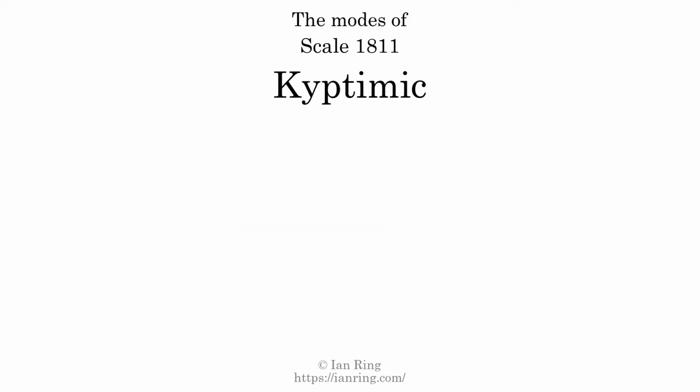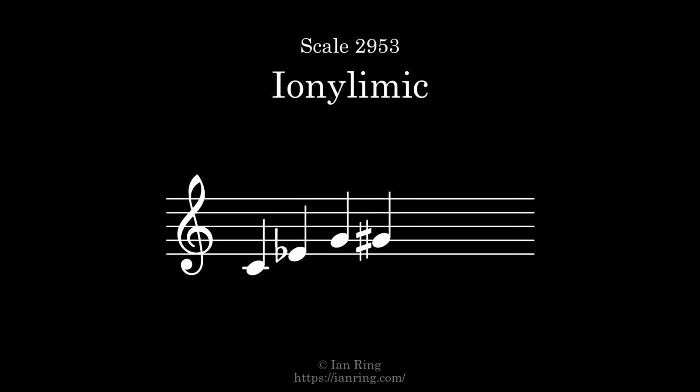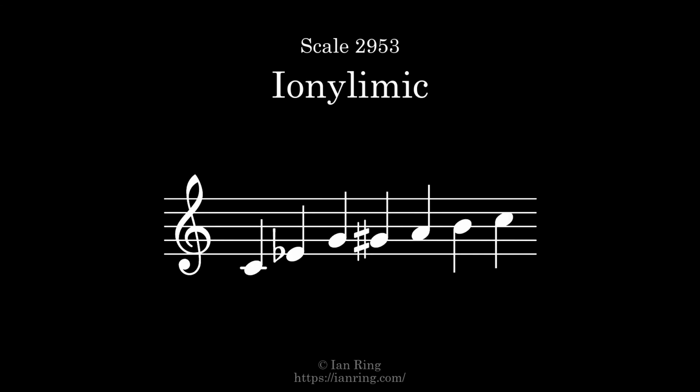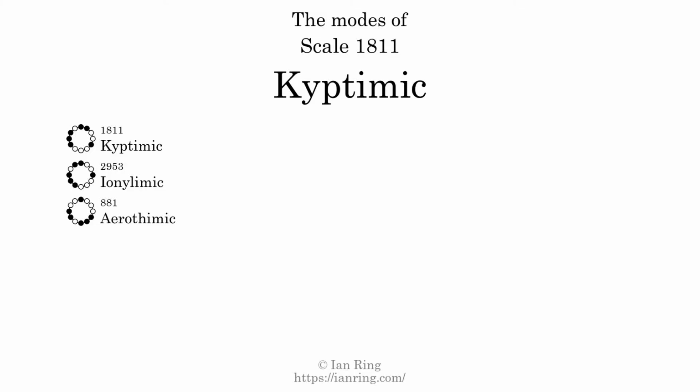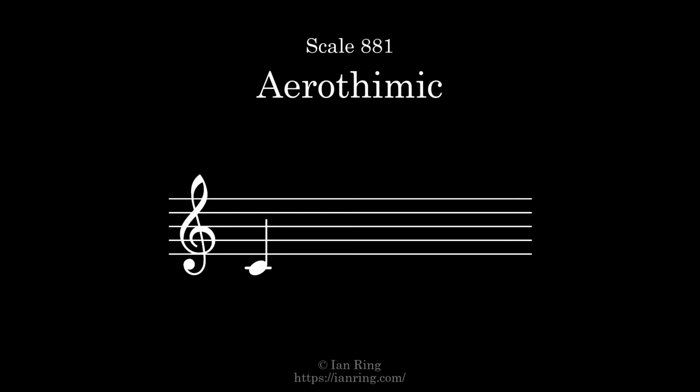This scale has 6 modes. The first mode is itself. The second mode is scale 2953, also known as Kyptimic. It sounds like this. The third mode is scale 881, also known as arrhythmic. It sounds like this.